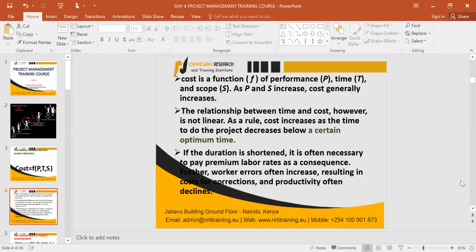Further, worker errors often increase when you put them to work excess overtime and so on. Their error rate increases, resulting in the cost of correction. And all these will simply shift the budget upwards as you are trying to shorten the project duration.